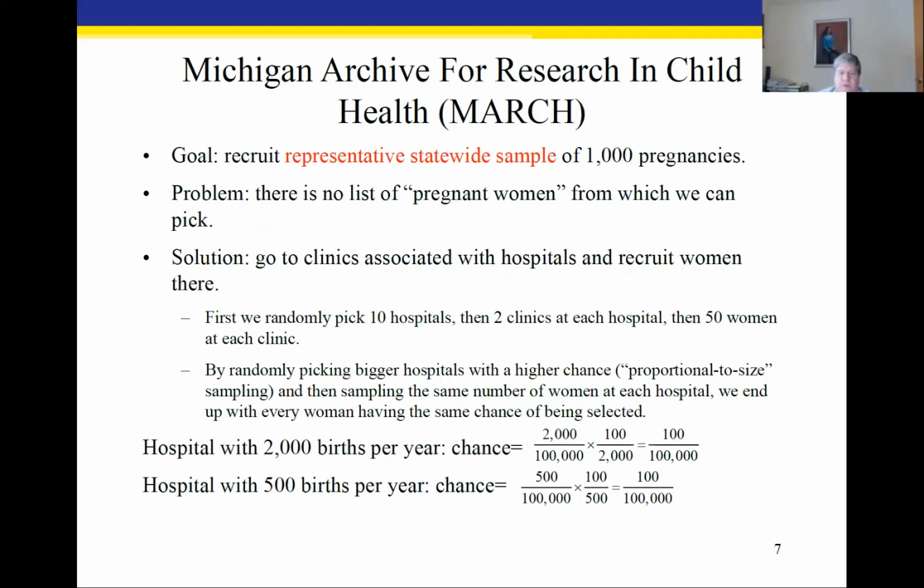The problem, of course, is there's no list of pregnant women from which we can pick. So our solution is to do something that's a close approximation. While not all women receive medical care and give birth at hospitals, the vast majority do in Michigan. And so our plan has been to go to clinics associated with hospitals and recruit women there.